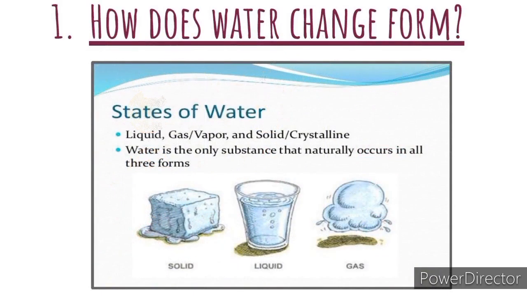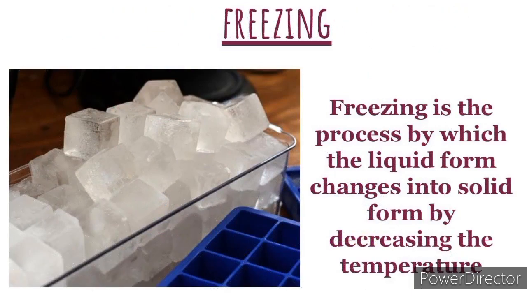Okay, now let's move to our first topic of the lesson. How does water change form? Water is the only substance that naturally occurs in all the three forms: the solid form, liquid form, and the gaseous form. So ice is the solid form of water, and water is the liquid form, and water vapor is the gaseous form of water. So water exists in these three forms. How water changes the form like this? Let's see that now. So for this we have to understand some of the basic terms.